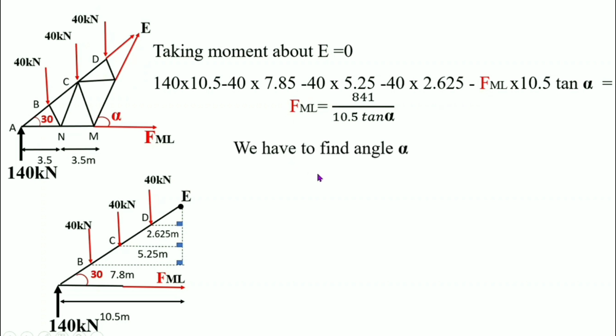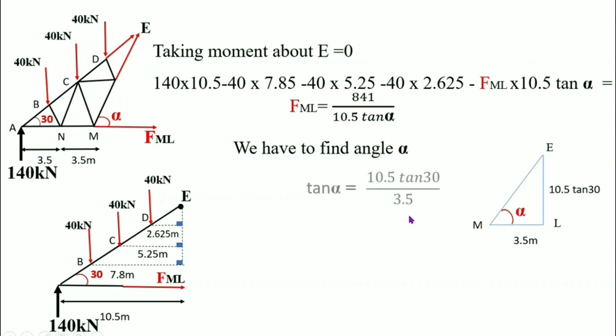We have to find angle alpha. So, take out the triangle. Tan alpha is equal to 10.5 tan 30 divided by 3.5. That is, tan is equal to opposite side by adjacent side. Alpha is equal to 60 degree.